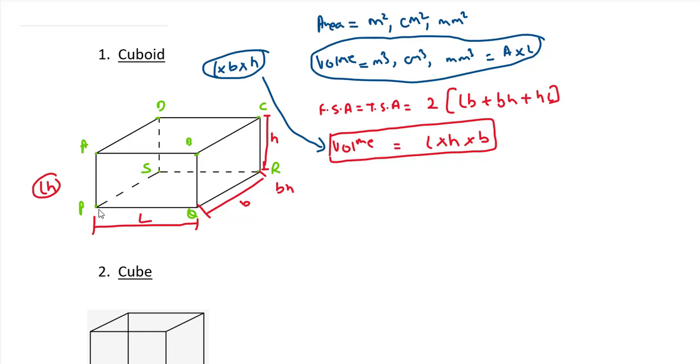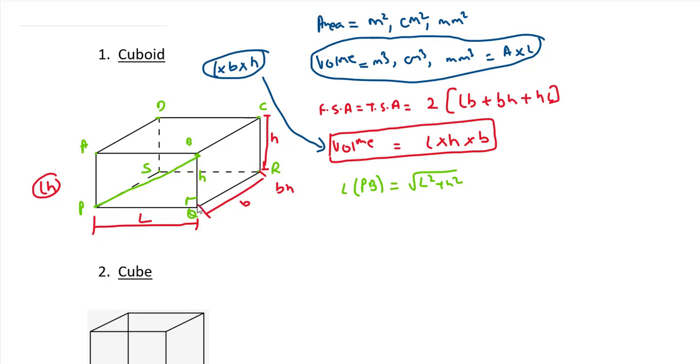If I draw a line which will join the vertex P and B on this face, this will represent the face diagonal. So for finding out the length of the face diagonal, we'll use the Pythagoras theorem. So this is a right angle triangle, this length is the height and this is the length. So in this case PB will be your face diagonal. So length of the face diagonal PB will be square root of L square plus H square.